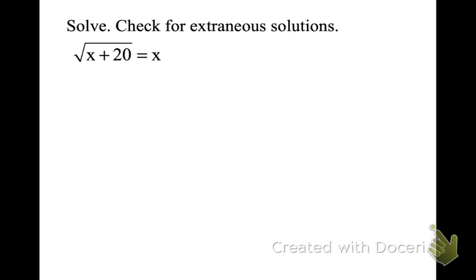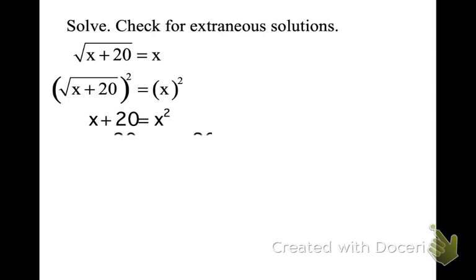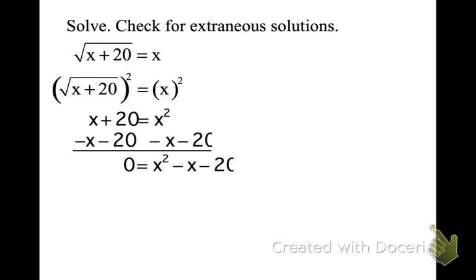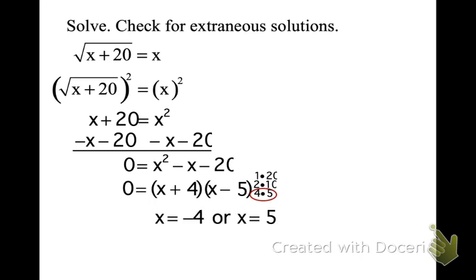Now, check your work. I'm going to square both sides. I get an x squared. I'm subtracting x and subtracting 20. What multiplies to negative 20 and adds to negative 1 is a negative 5 and a 4. So x minus 5, x plus 4. Okay. X is equal to negative 4 and x is equal to 5.